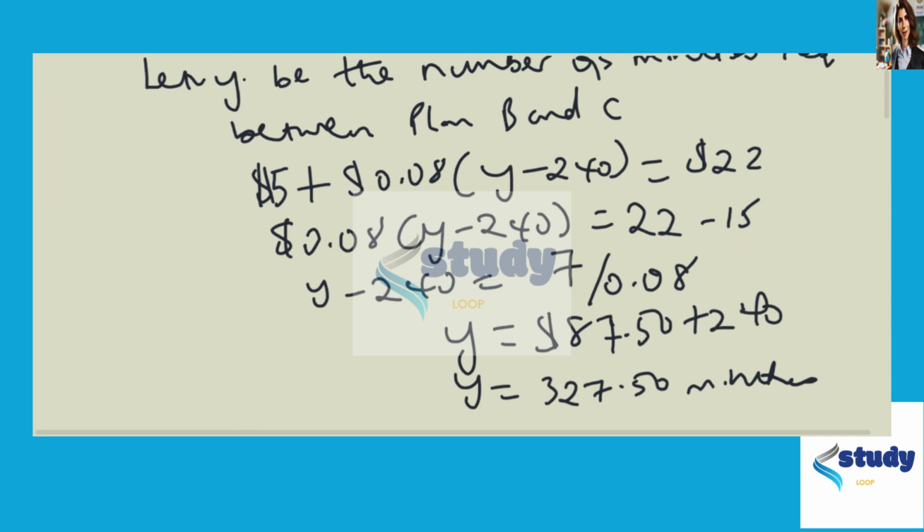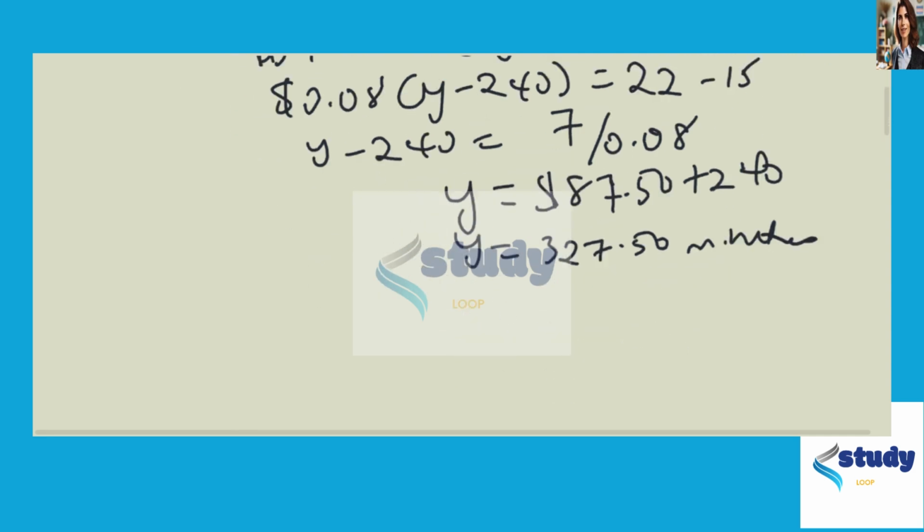Based on the calculation we have done, we can prepare the table that shows the number of minutes per month for all the plans. The table should look like this, with the minutes per month. So this is the minutes, and then we have plan A, and it's in dollars per month. We have plan B and we have plan C.